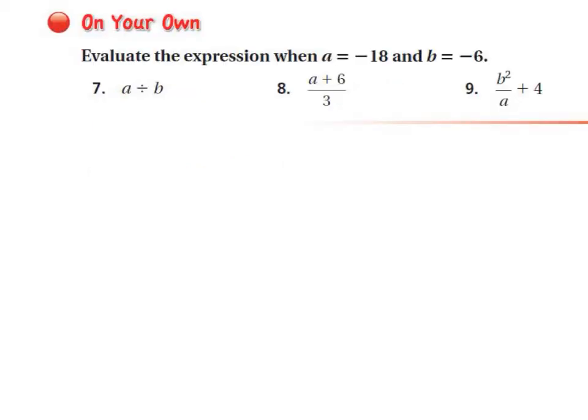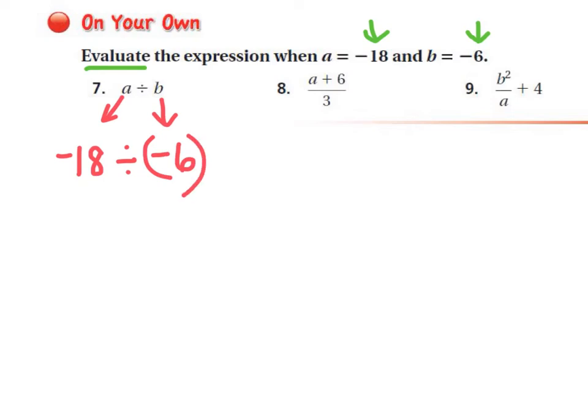All right, our next problems are ones where you have to evaluate the expression. Okay, and it tells you that A is negative 18 and B is negative 6. So for the first thing, I want to let you guys know, you do have to write these out. So if it says A divided by B, you need to fill in what those are and rewrite the problem. So A is negative 18 divided by B is negative 6. Okay, now you can work that out. I know a negative divided by a negative is a positive, and 18 divided by 6 is 3.